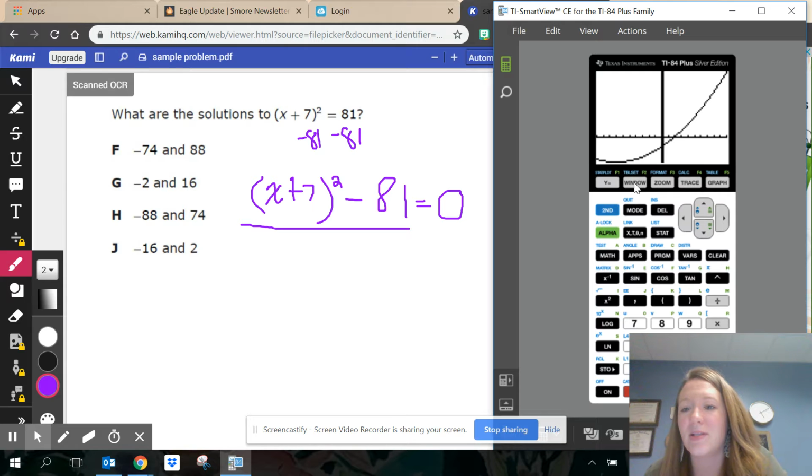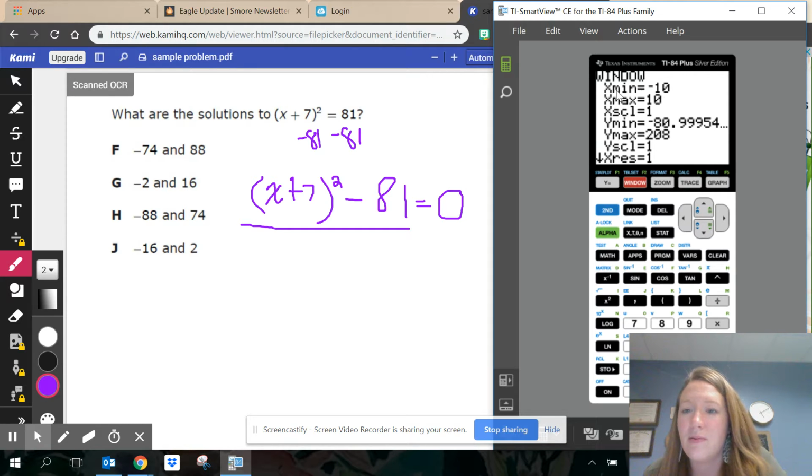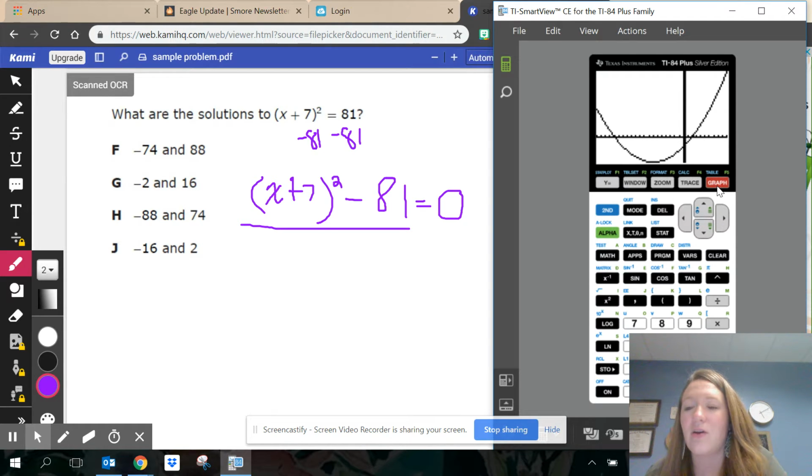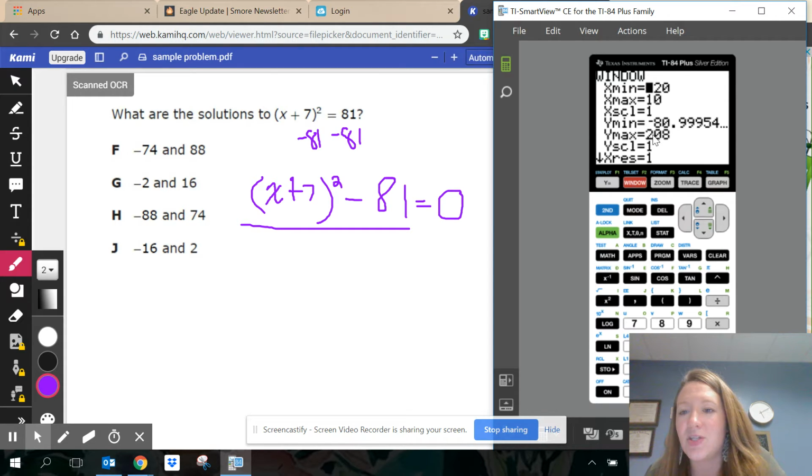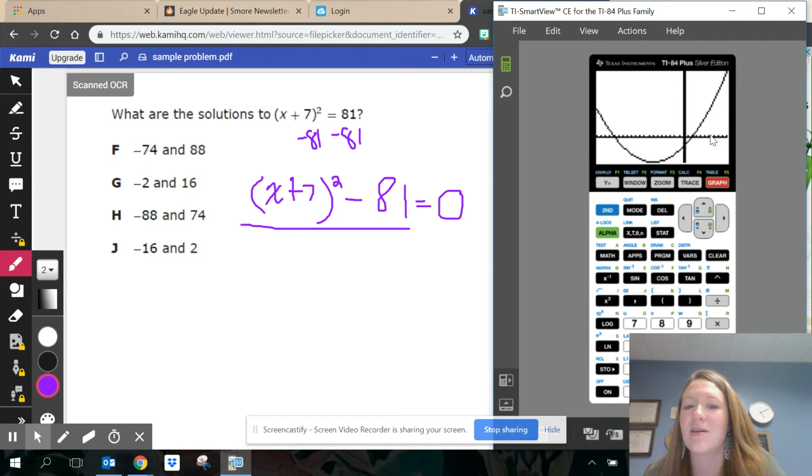I see a little bit more of my parabola, and I'm going to play with this a little bit. I'm going to move my x-min. Let's see what happens when I change this to negative 20. There we go. Now I can see my graph. Okay, I'm going to go back to my window so you can see I had to get some more space on the left, so it means I needed to go further into the negative on my x-min. And so if your window looks like mine, then you're able to see this.